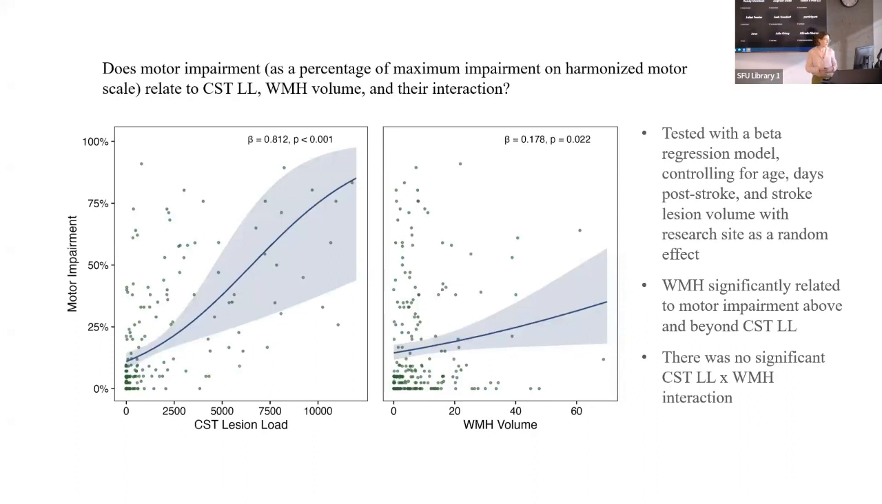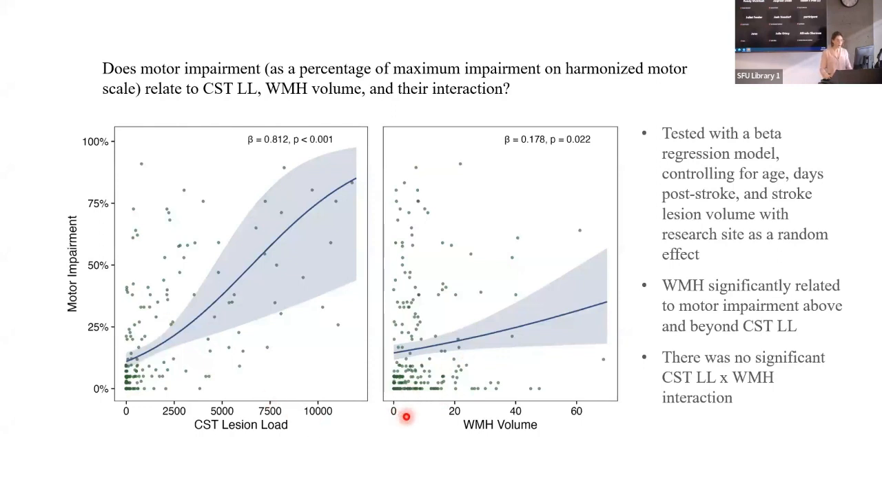What we saw here, we have CST lesion load along the x-axis, motor impairment along the y, and then white matter hyperintensity volumes in the next panel over. So we saw main effects and relationships using beta regression modeling between the degree of damage to your corticospinal tract and the degree of motor impairment. Higher values here indicate more severe motor impairment. And this is the expected relationship that's been heavily established in the literature at this point.